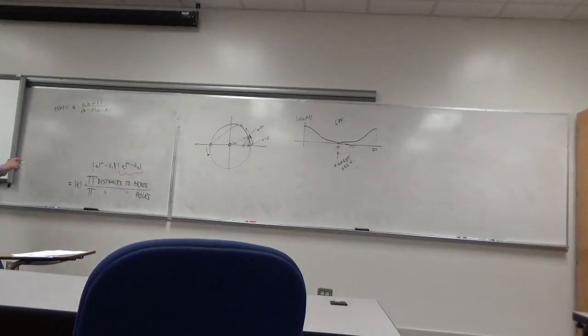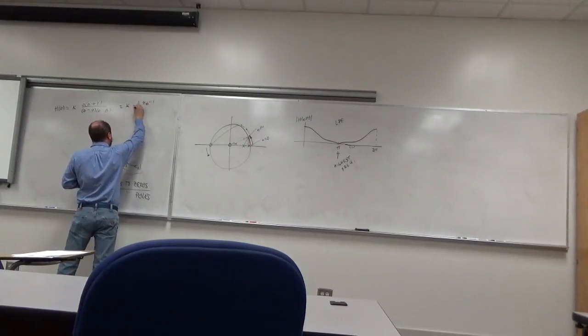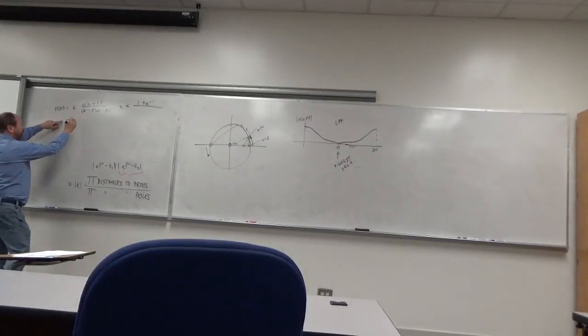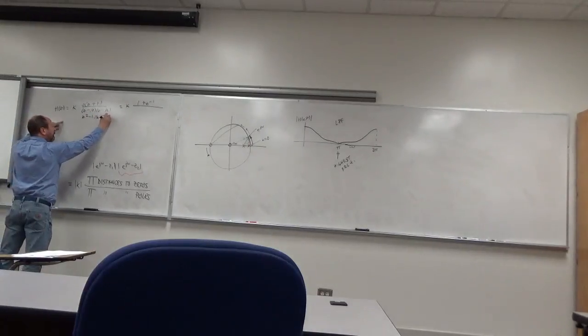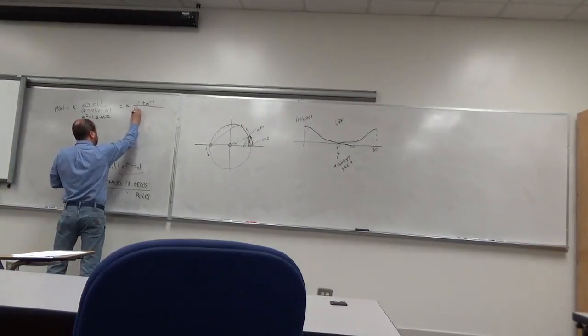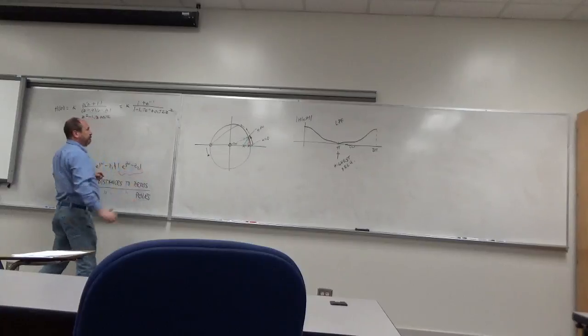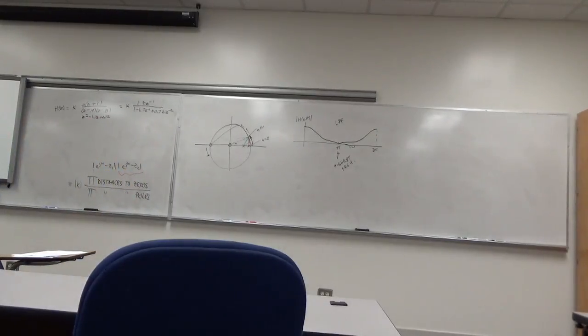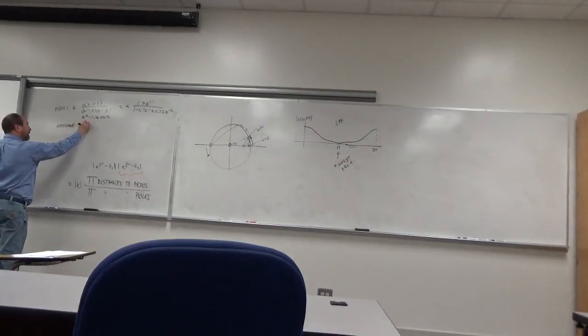Would you agree that if I wanted to, I could write this as K times 1 plus Z to the minus 1? I need to multiply out that denominator. That's Z squared minus 1.7Z plus 0.72. So this could be written as 1 minus 1.7 Z to the minus 1 plus 0.72 Z to the minus 2. I just multiply by Z to the minus 2 over Z to the minus 2. There's going to be a time I'll need that. Let's just assume for now that K equals 1.